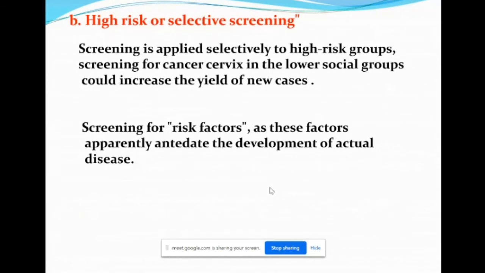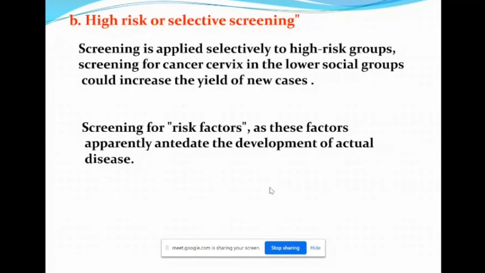For example, screening for cancer of the cervix by pap smear, a cytological examination of the cervix, is made only on women of lower social groups, because we know in advance from previous research that there is evidence that this cancer occurs mostly in women of lower social groups. While, for example, for breast cancer, we may do screening on women with a positive family history of the disease.